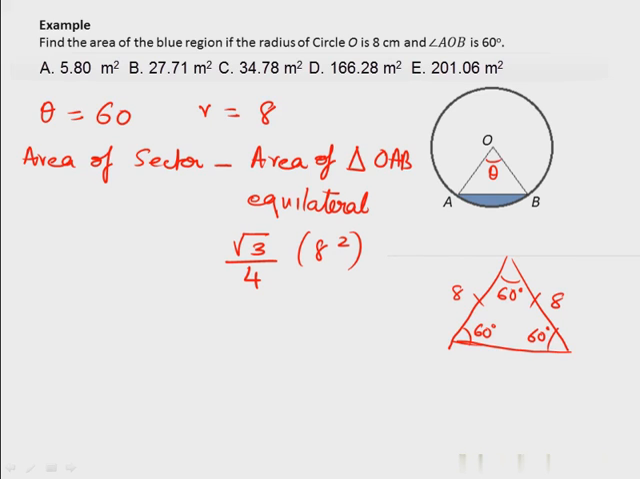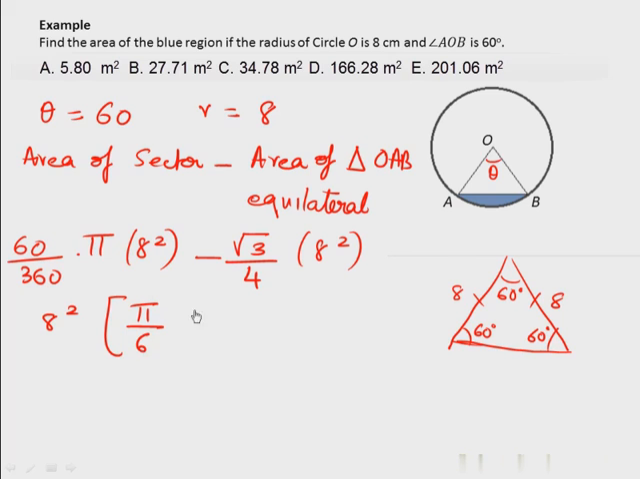What's the area of the sector? Well, the area of the sector is theta by 360. That's 60 by 360 into pi r squared. So pi 8 square. Let's see how lazy we can be. I'll pull out 8 square common. 60 by 360 is 1/6. So it's pi by 6 minus root 3 by 4. I'll have to do some working and find out the answer.